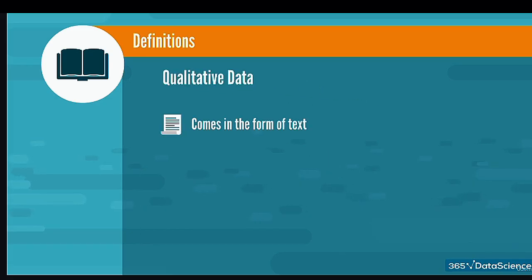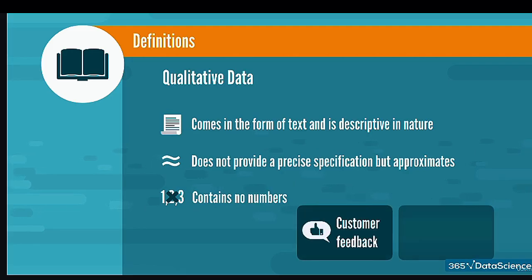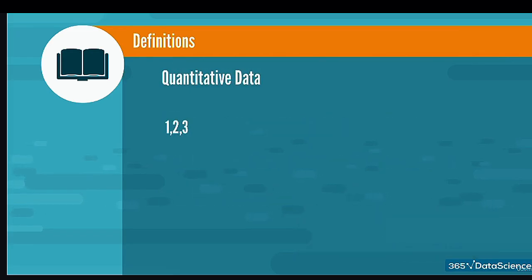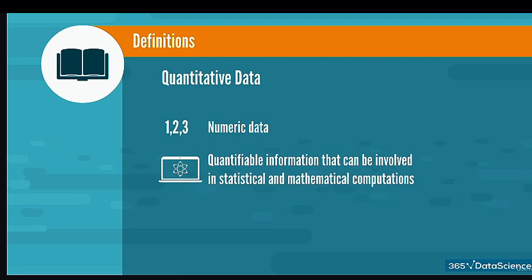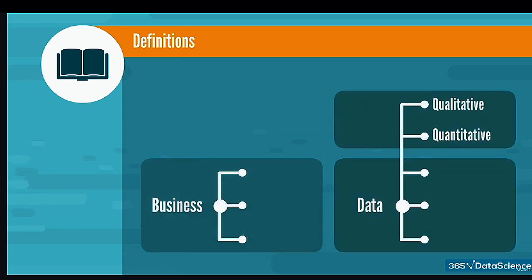Qualitative data comes in the form of text and is descriptive in nature. It does not provide a precise specification, but approximates. In other words, it contains no numbers. Examples are customer feedback or a business case study that describes a particular event in company history. In contrast, the term quantitative data designates numeric data. To elaborate, this is quantifiable information that can be involved in statistical and mathematical computations. When we collect data about the number of units produced by our factory, this is certainly quantitative data. So that's how we define qualitative and quantitative data.